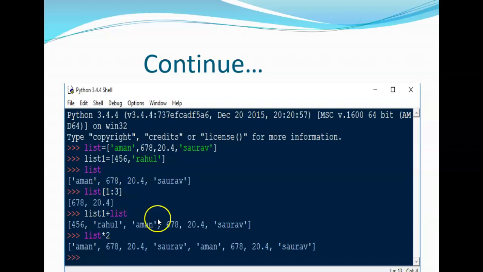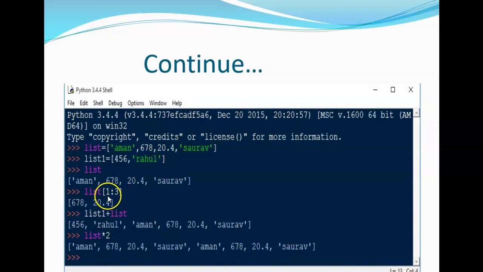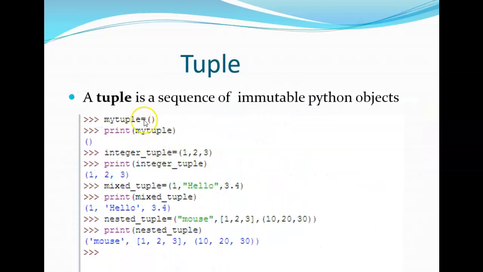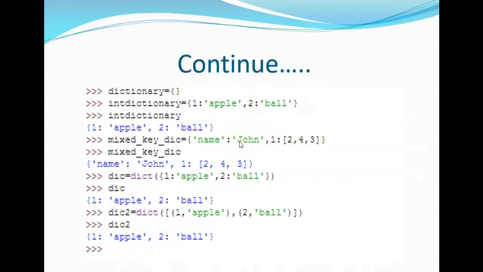Of course, we have a separate lecture on list, tuple, dictionary. A tuple is a sequence of immutable objects. You can see that a list uses square brackets, but a tuple uses round brackets. Very important point. In a dictionary there are curly braces, with 1 colon 1, 2 colon 3 colon, that is key value pairs.